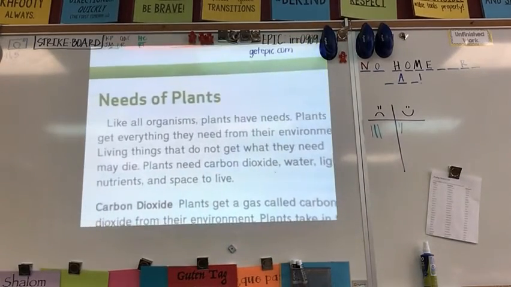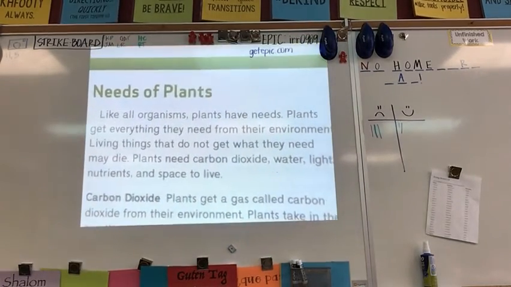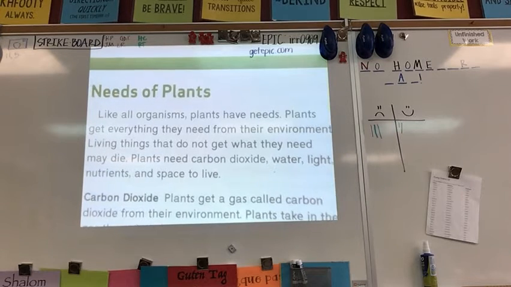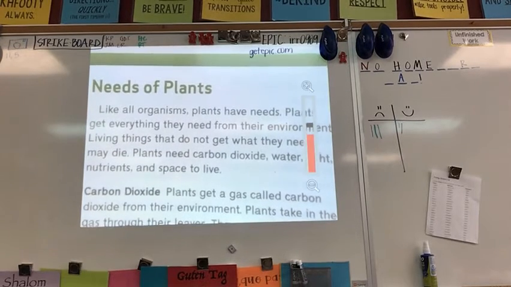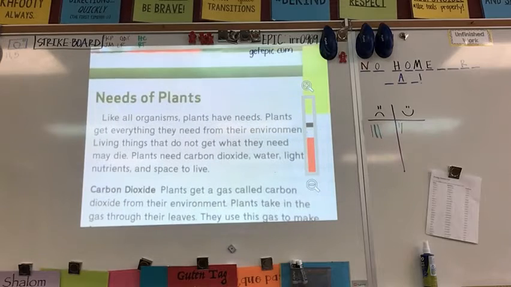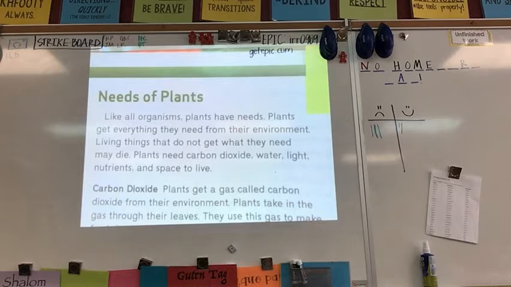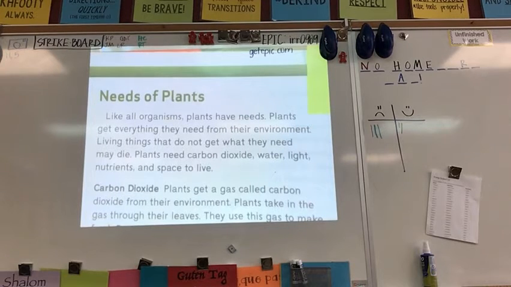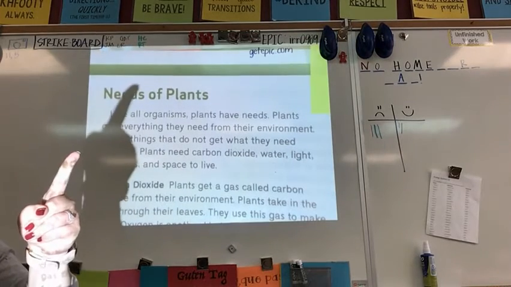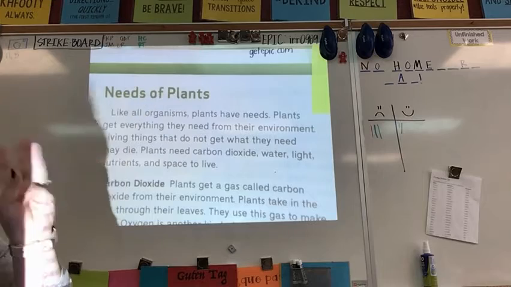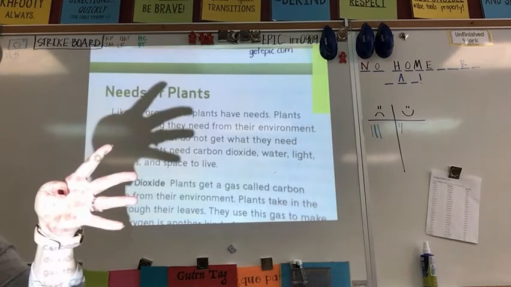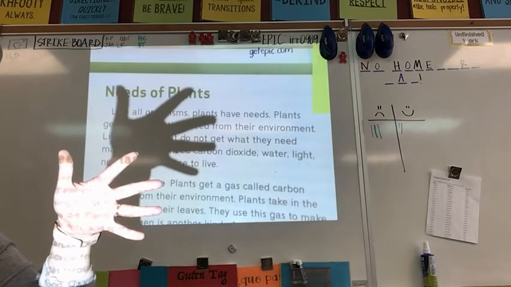Please follow along with me, friends, as I read. Page 54 starts with needs of plants. So plug in the blanks when I pause. Like all organisms, plants have needs. Plants get everything they need from their environment. Living things that do not get what they need may die. Plants need carbon dioxide, water, light, nutrients, and space to live.